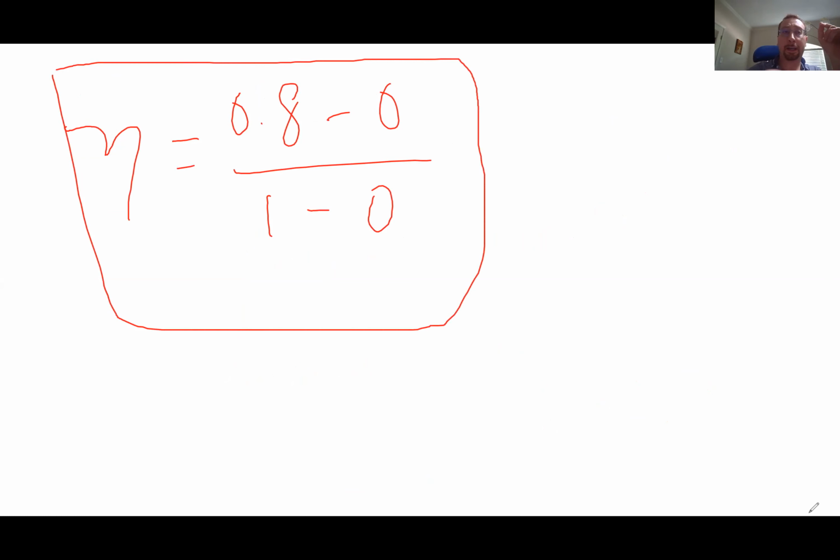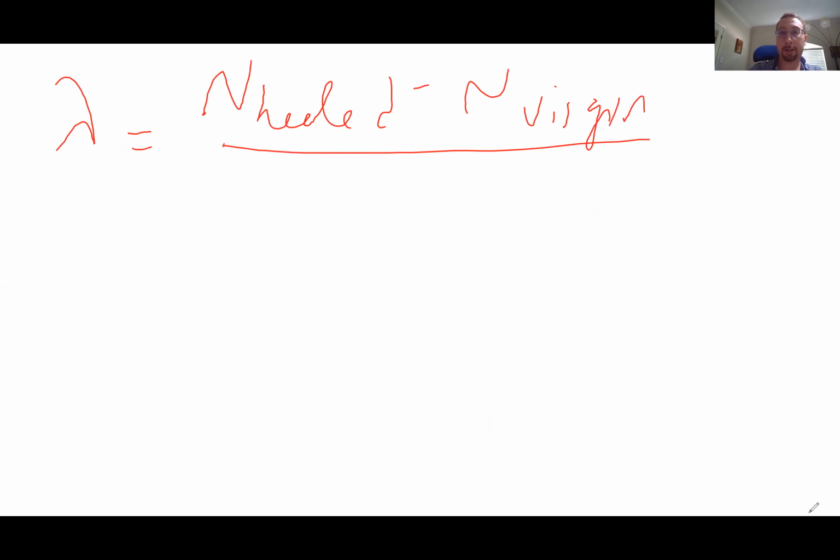We had another parameter here, which we defined as lambda, which was actually N of healed minus N of virgin divided by N of virgin. So now, the experiment this refers to is called a fatigue experiment. Those of you who don't know the term, it's a very simple, well, not a simple, I shouldn't say simple, it's a very time-consuming experiment.